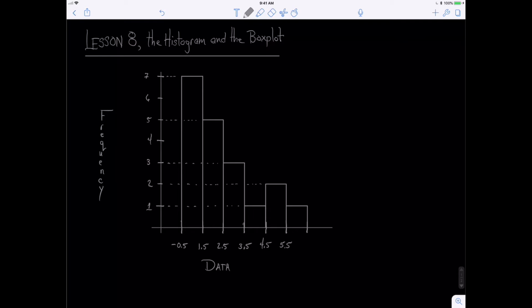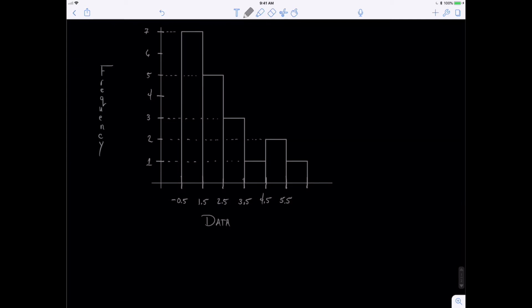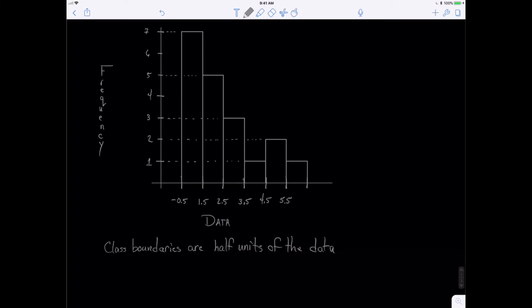Now, here's how we do this. Let's take a look at one of our classes, and it doesn't matter which. Remember that when we have class boundaries, they are the half units of the data. So, what does that tell us?